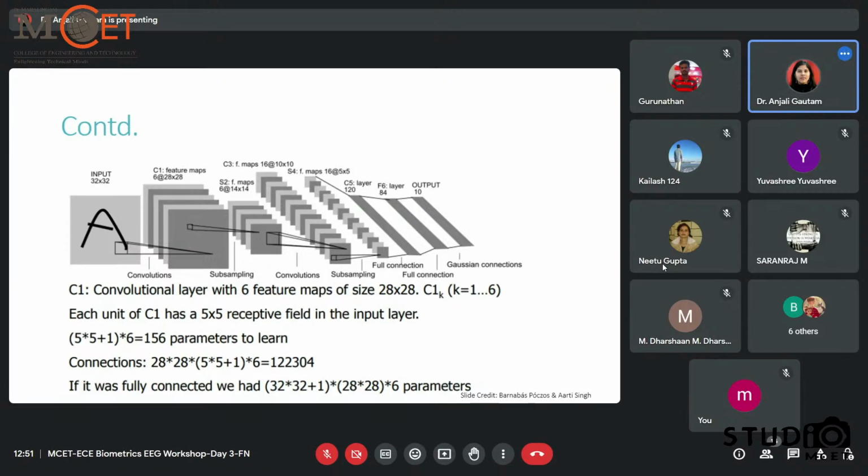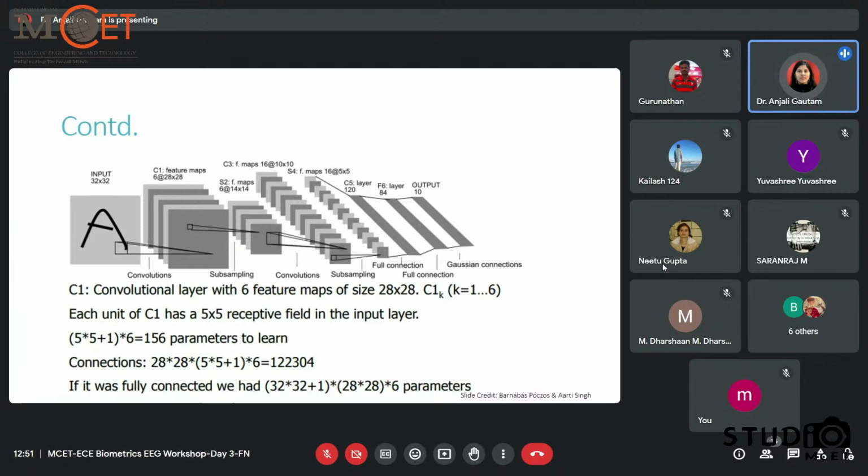If someone asks what the size of our network is, we always state the size of a network in terms of parameters, that is, how many parameters it is going to learn. That depends on the kernel, that is, the weight matrix. If your weight matrix is of size 5 cross 5, then it is 5 cross 5 plus 1, times 6, where 6 means we have 6 weight matrices. So in total there are 156 parameters.